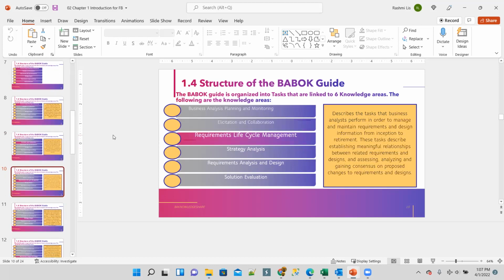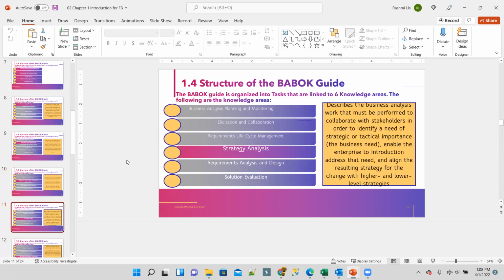The requirements lifecycle management describes the tasks that BAs perform in order to manage and maintain requirements and design information from inception to retirement. These tasks describe establishing meaningful relationships between related requirements and designs, and assessing, analyzing, and gaining consensus on proposed changes to requirements and design.